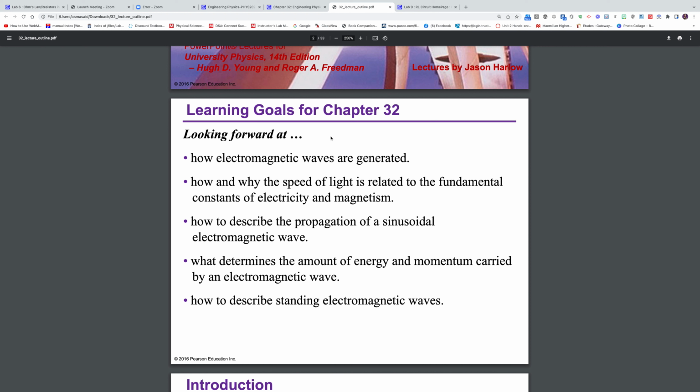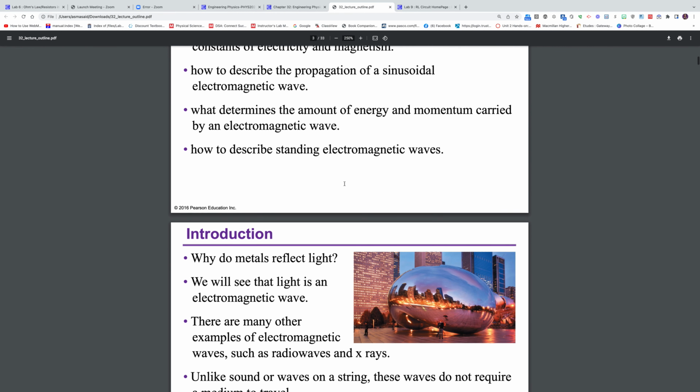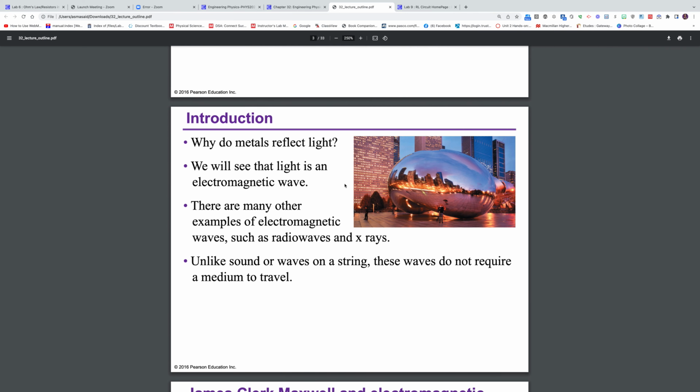How to describe the propagation of a sinusoidal electromagnetic wave? Let's go back to the definition: a wave is a disturbance that oscillates in space and time. And then we're going to see the dependence of the wave on space and also time. What determines the amount of energy and momentum carried by the electromagnetic wave, how to describe standing electromagnetic waves, and how they are related to applications in our life.